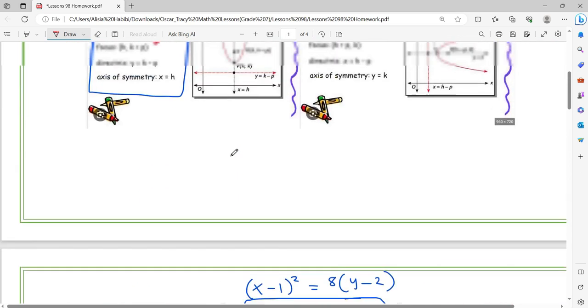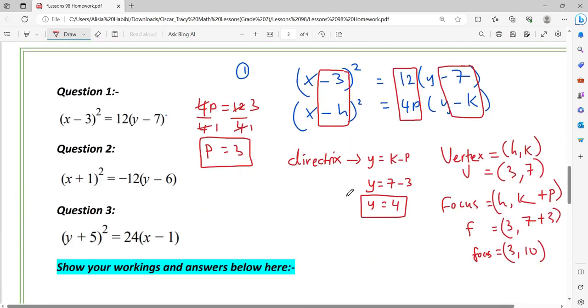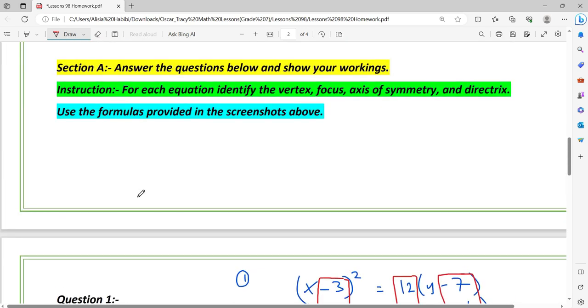Now, finally, if you wanted to find the axis of symmetry, x is equal to h, so that's pretty straightforward. The axis of symmetry is x equal to h, and we already know h is 3, so that means x equals 3. And that's it. You are not required to graph this equation. You're only required to find the vertex, focus, axis of symmetry, and directrix.